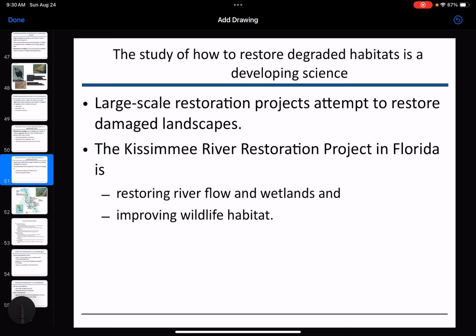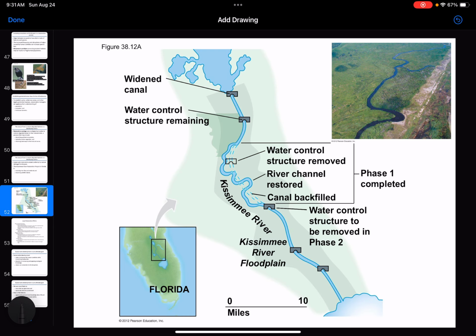All right, so some of these large restoration projects can be seen in, for example, the Kissimmee River Restoration Project in Florida. So here's a visual of what that river might have done before and how water flow was redirected by the creation of channels and so on, right? You can see an image of what it should have looked like.